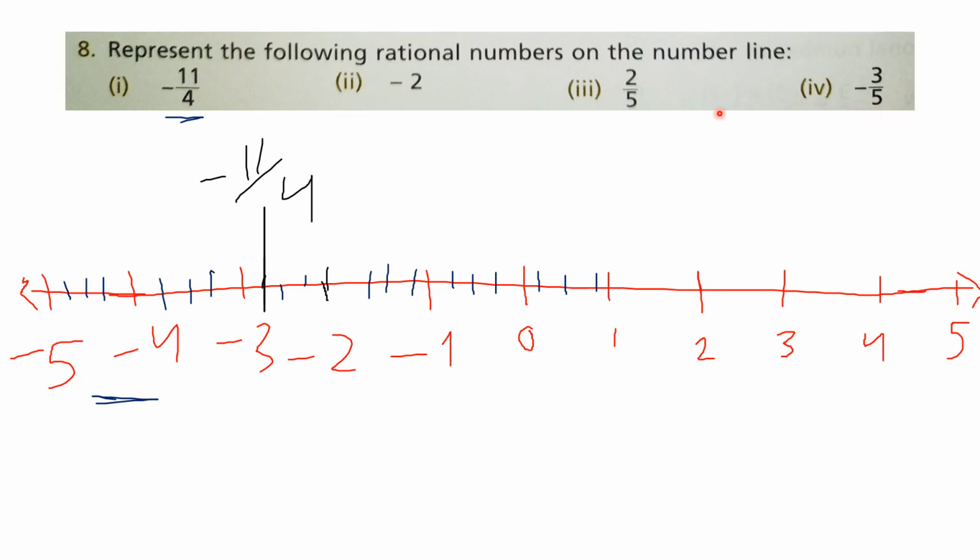Similarly, when you represent these two numbers, this one will come on the positive side and this number will be somewhere on the negative side, and just like we divided each interval into 4 parts, here you have to divide each interval into 5 parts. So you have to do the third and fourth part by yourself.